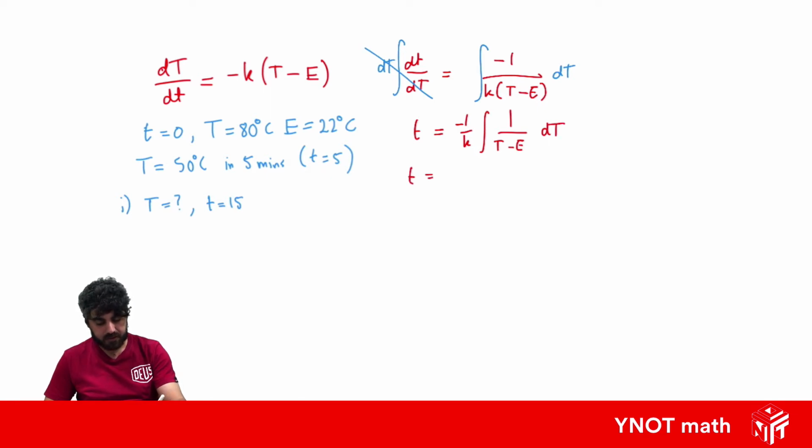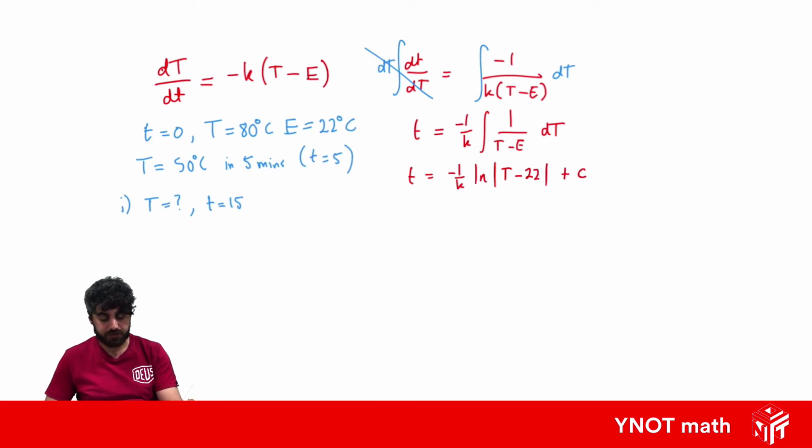So we get t equals minus 1 on k times the integral of 1 over T minus E. E is just a constant because we're deriving with respect to big T, and the derivative of big T is 1, and that's what we have on the numerator. So the integral of this is just going to be the ln of the absolute value of T minus E. We know E is equal to 22, so we may as well throw it in. And we get plus a constant.